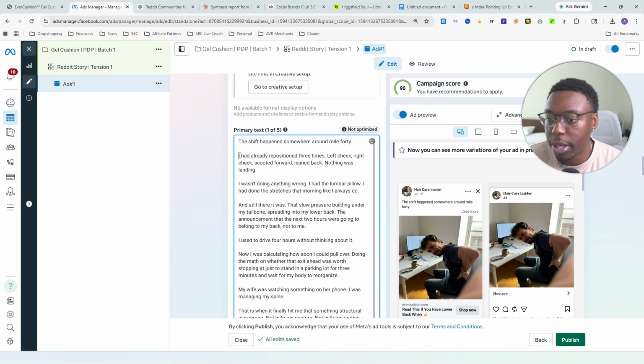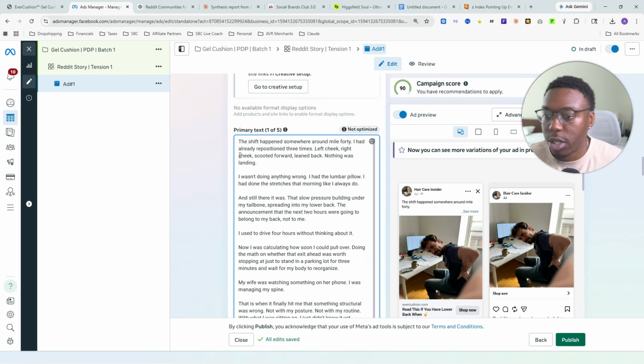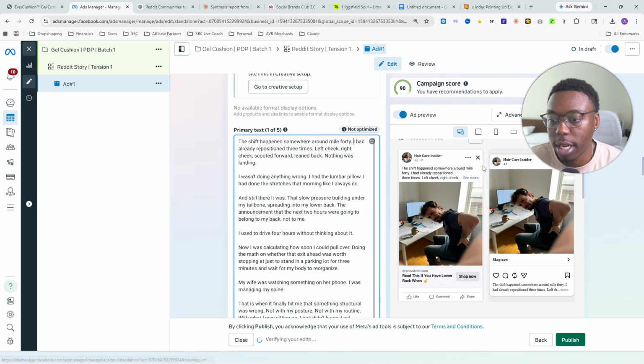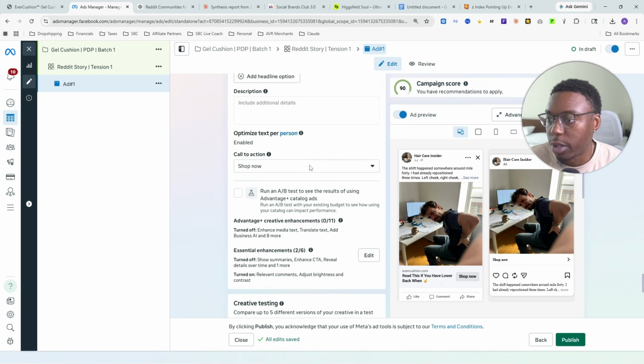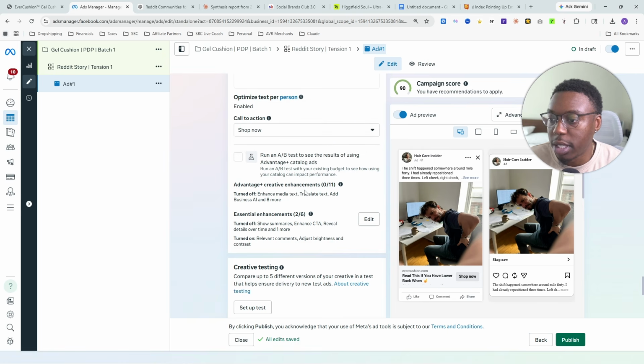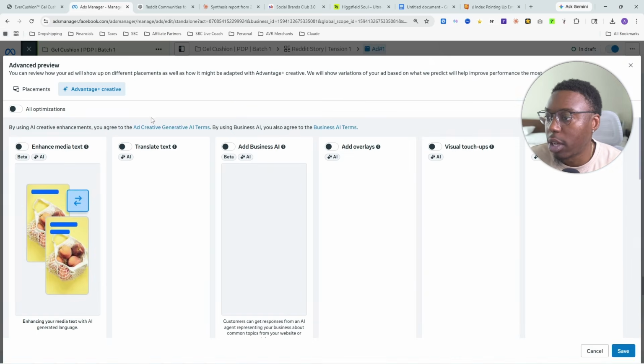I would maybe bump this up a little bit so it shows a little bit more of the copy in the hook there. So yeah, you see how it shows the copy a little bit more. This is how it's going to be shown directly in your Facebook feed on mobile for most users, right? So this is the little entry hook here, and we want to make sure this is strong enough so people can hit that see more and want to keep reading. So that's good there. And then we'll scroll down, make sure this enhancement stuff is 0 out of 11. And you see how there's essential enhancements as well. We want to make sure that's also turned off.